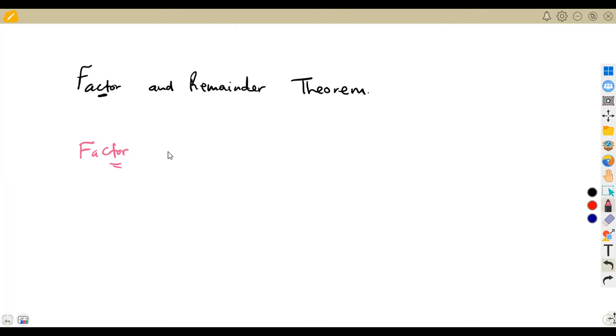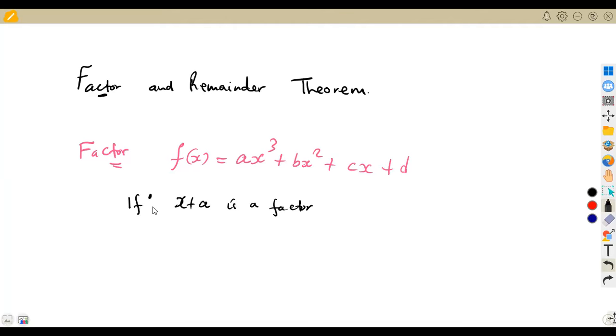Given, for example, an expression f of x, maybe a cubic expression, ax cubed plus x squared plus 3x. Just an example of an expression. Then we are saying there is a vector of this expression, maybe for example x plus a. All right. So if x plus a is a vector of this expression f of x, what does it mean?